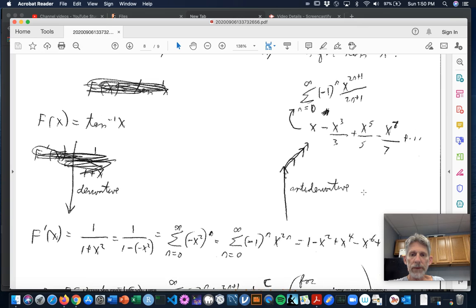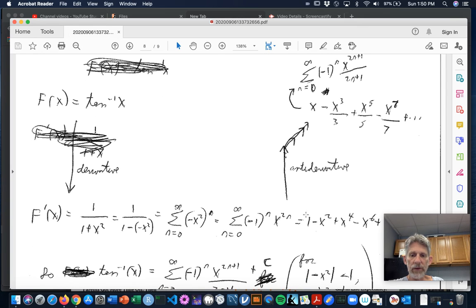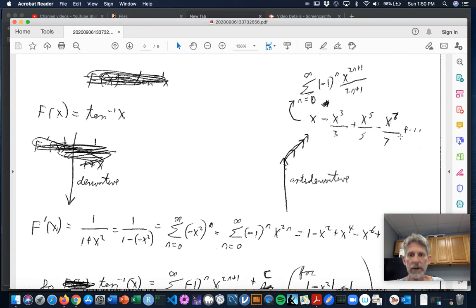And I go up, and I think antiderivative of 1 is x, all righty. Antiderivative of minus x squared is minus x cubed over 3. Antiderivative of x to the 4 is x to the 5th over 5. Antiderivative of minus x to the 6 is minus x to the 7 over 7. And I'm just going to keep on going with that pattern.